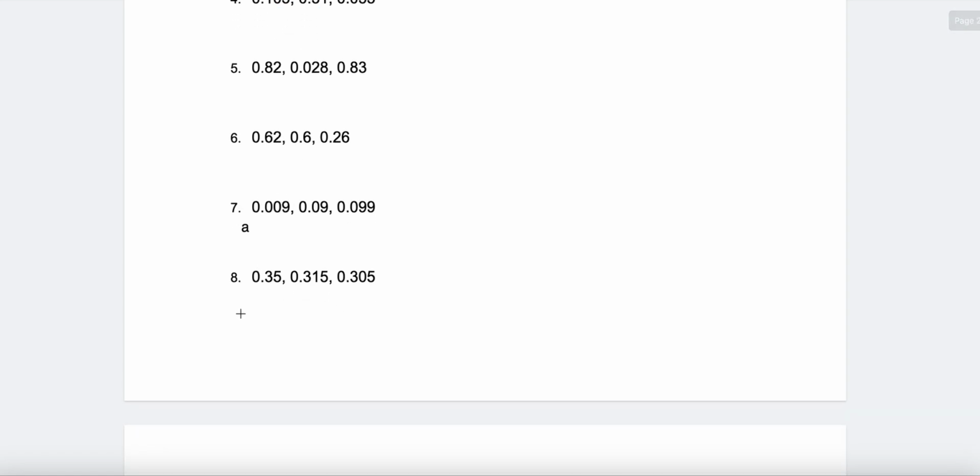Number 7, look which one has the most 0, which is 0.009. So 0.009 comes first because it's the smallest number. And the next one is 0.09 or 0.099. And like I said before, add 0 to the 0.09, which will be 0.090. And 9 is greater than 0, so the next small number will be 0.09, then 0.099.